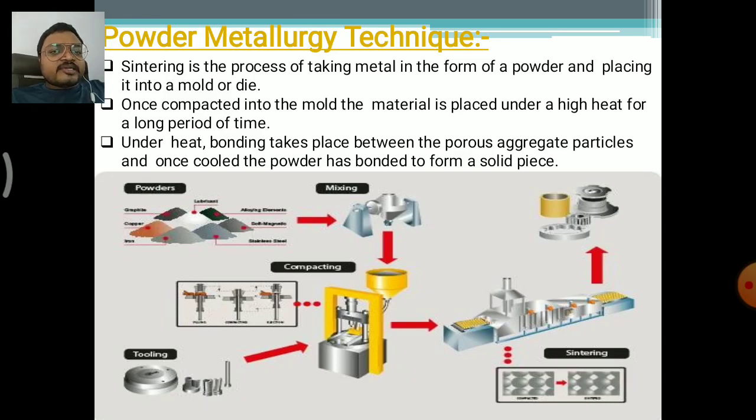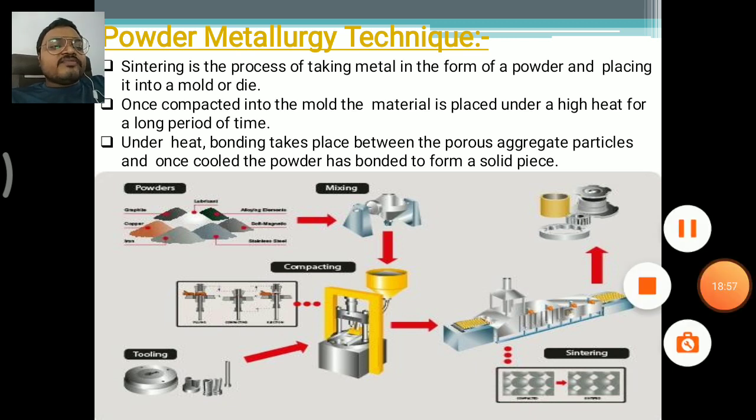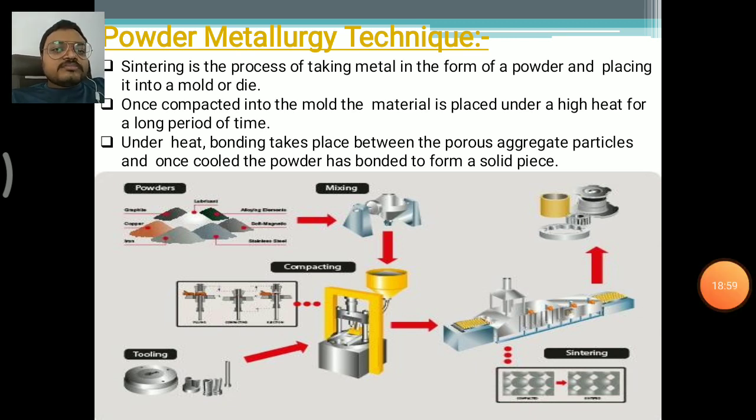So once compacted into the mold, the material is placed under a high heat, which is for a long period of time. For a long period of time, some load is applied on the die itself to produce the high heat. So under some heat, the bonding takes place between the aggregate particles, that is the small particles, by the heat produced by the die. And once cooled, the powder has bonded to form a solid piece.